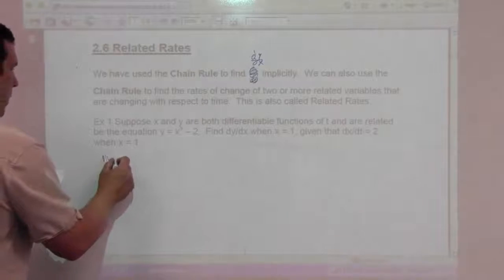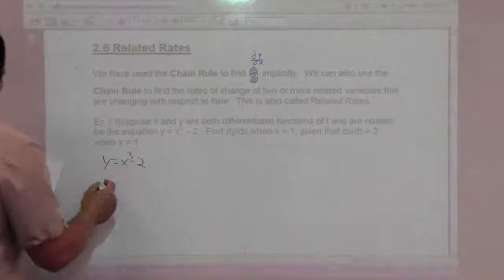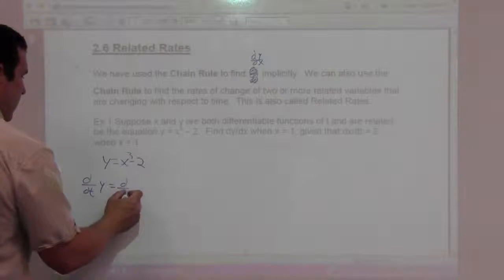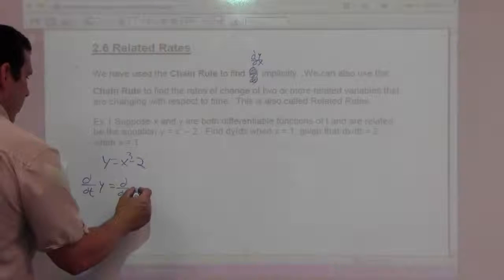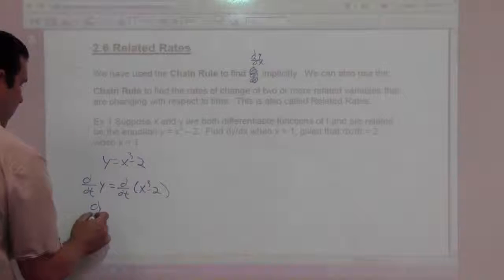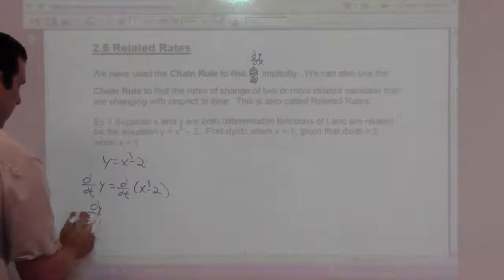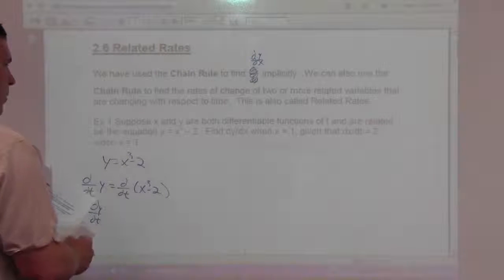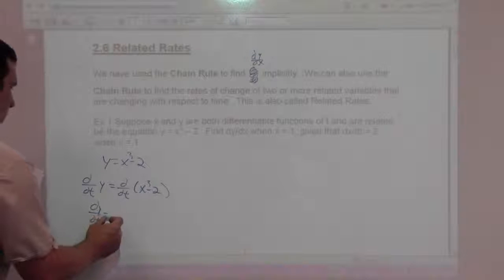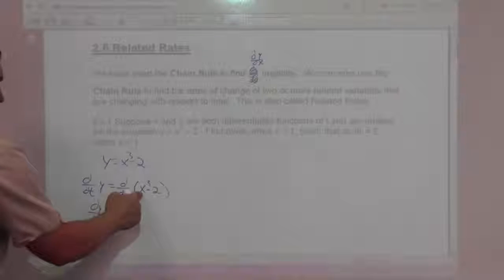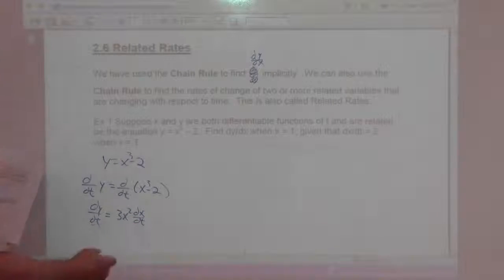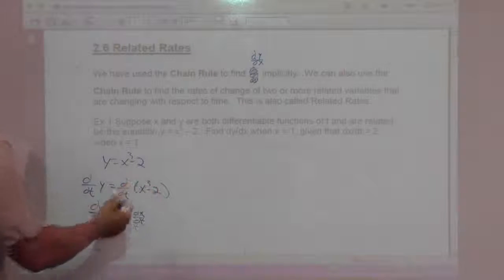So we have y equals x cubed minus 2. We're going to do the derivative with respect to t of y equals the derivative with respect to t of x cubed minus 2. This will become dy/dt, so the change of y with respect to time, equals the derivative with respect to t of x cubed, which would be 3x squared dx/dt, because x is a function of t, and the derivative with respect to t of 2 is 0.